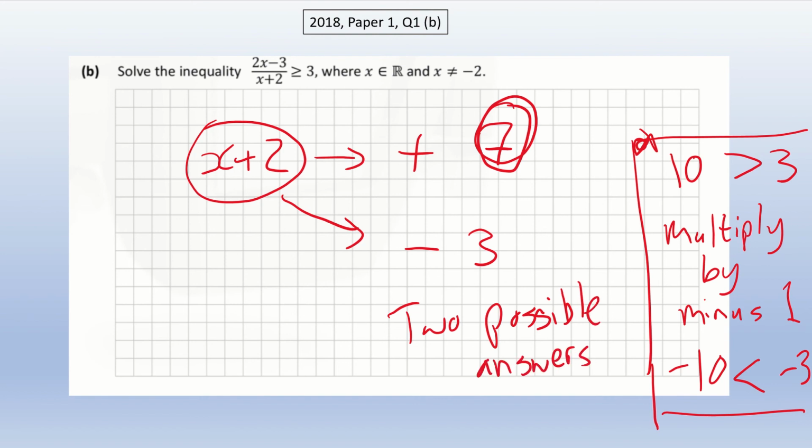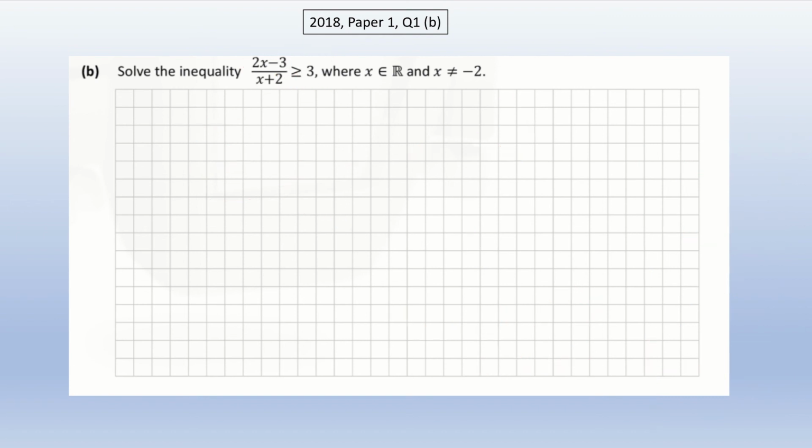So we need to come up with a way to solve this problem, because right now I cannot multiply both sides of my equation here by x plus 2, because I don't know if I need to change the direction of my inequality sign in the middle. If it was a negative number, I would need to change it. If it was a positive number, I could leave it as it is, but right now I do not know. So that's the main problem that we have here.